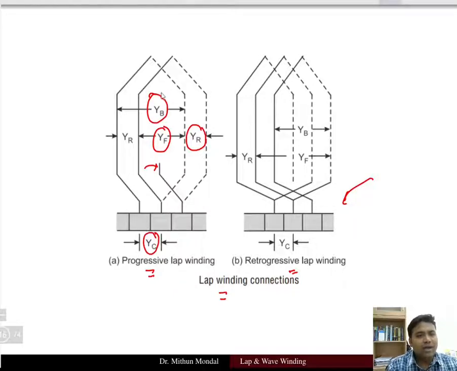When you have a back pitch, it is basically the distance of a particular conductor when it is going and when it is coming. So what is the distance between them? That is known as the back pitch. In front pitch, two different conductors are involved: one is going and the other conductor is returning. So that is the front pitch, and the resultant pitch depends on the back pitch and the front pitch, which we are going to see. Commutator pitch is basically the center to center distance between two commutator segments.